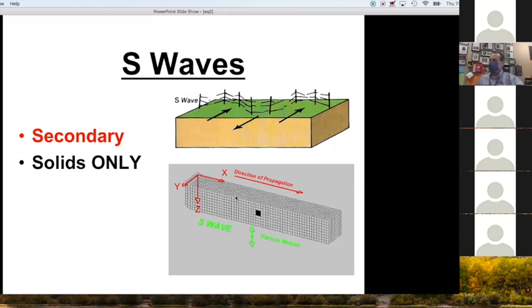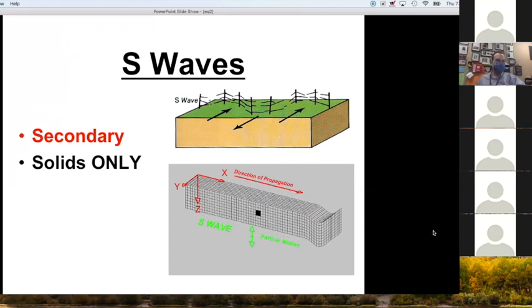This wave cannot go in water. It does not go through the liquid core of the earth. It only goes through solid material because it's slower. It does not have enough energy to go through liquids which are less dense.